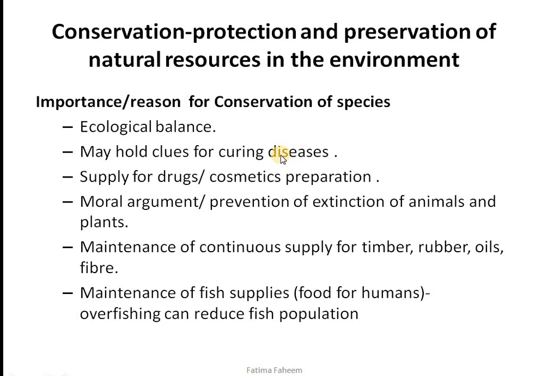We need the preservation of species for getting materials for drugs or for cosmetic preparations. It is also our moral duty to preserve animals and plants against extinction. We need to maintain the continuous supply of raw material to our industries and factories, for example, timber, rubber, oils, and fiber. We also need to supply fish to the fish market. For that, we need to preserve our fishing grounds. You know that overfishing can reduce the fish population, ultimately leading to imbalance in the ecosystem.